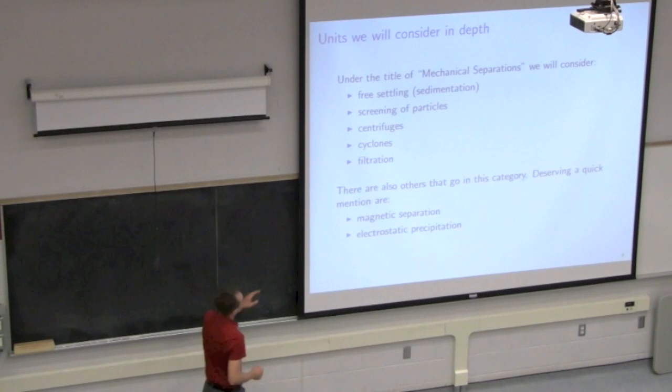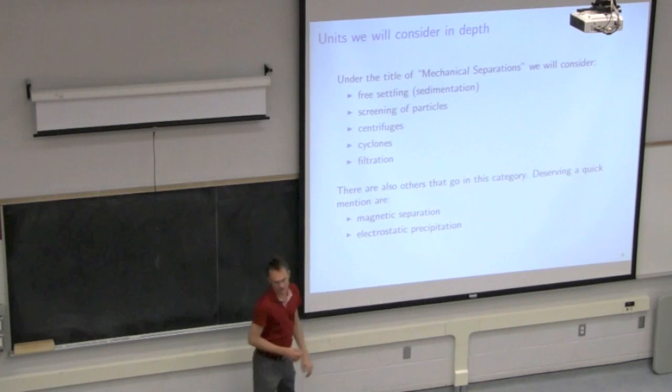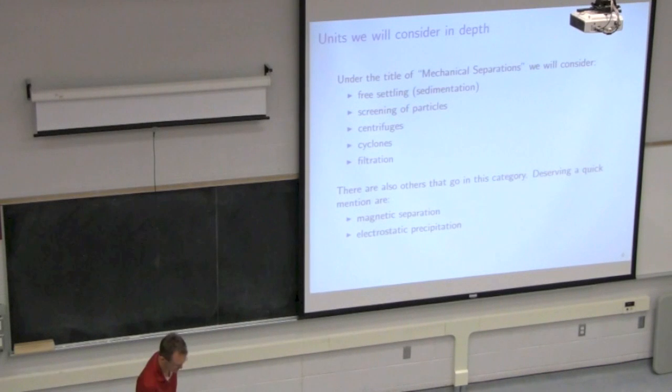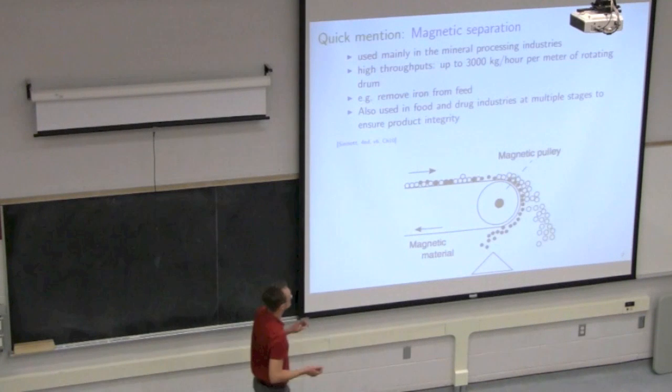Before we get to these in detail, I would just like to give a slide on each of these: the magnetic separator and the electrostatic precipitation. These are two that are useful to know about. The first one, magnetic separation, is widely used in the mining industry. It's also used in food manufacturing and drug manufacturing as a way to eliminate any metallic particles from the food or the drug being produced. So you will likely encounter them in that situation.